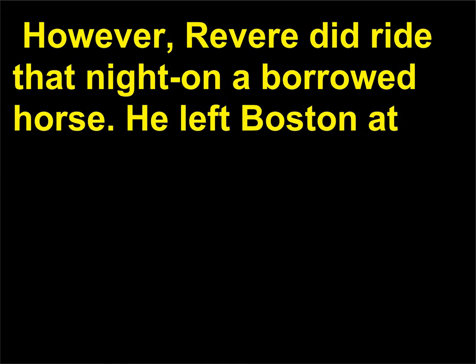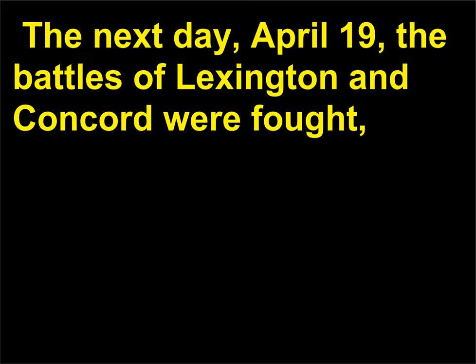However, Revere did ride that night on a borrowed horse. He left Boston at about 10 p.m. and arrived in Lexington at midnight to warn Samuel Adams and John Hancock, who were wanted for treason, that the British were coming. The next day, April 19, the battles of Lexington and Concord were fought, starting the Revolutionary War in America.